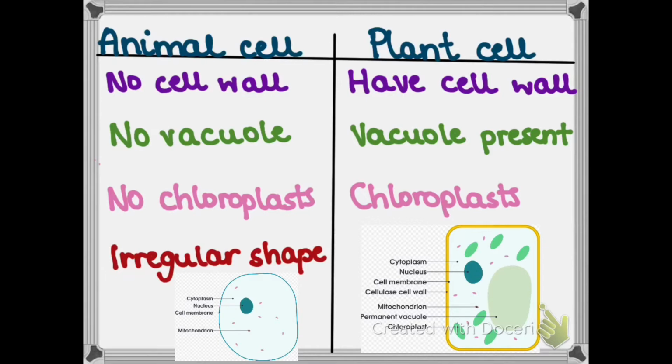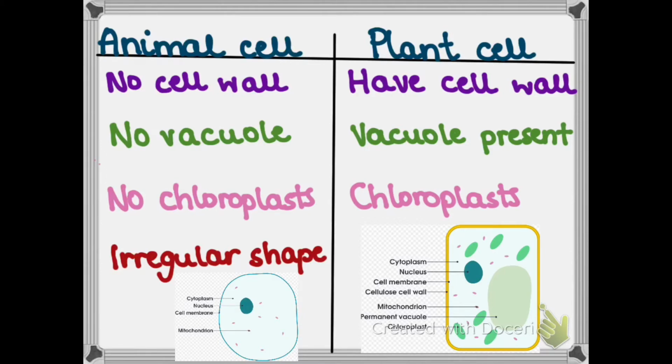An animal cell has no cell wall, no vacuole, and even if there is a vacuole, it's small, but usually there are no vacuoles, no chloroplasts, and it is irregular in shape. On the other hand, a plant cell has a cell wall, there is a vacuole, and it contains chloroplasts.